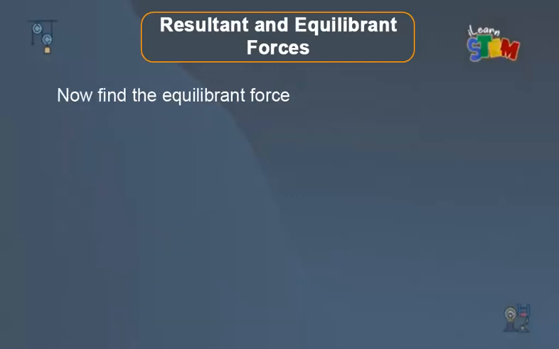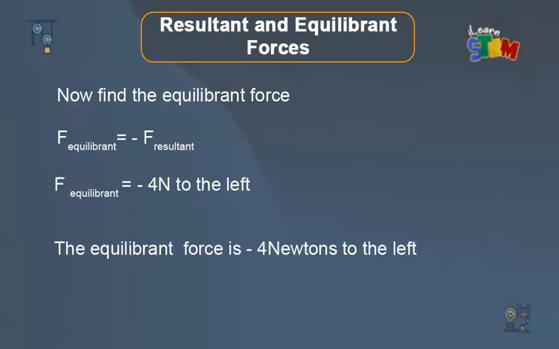Now, find the equilibrant force. F equilibrant equals minus F resultant. Therefore, F equilibrant equals minus 4 newtons, to the left. You're doing well so far.